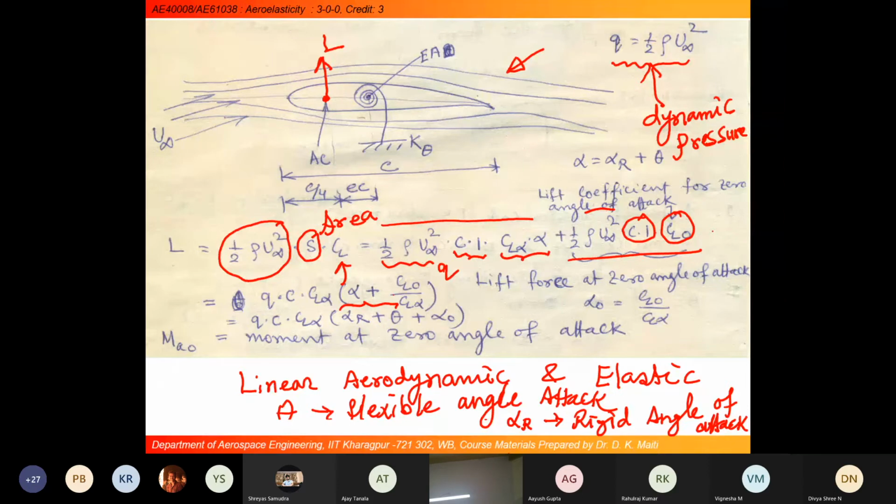See, alpha r also can be positive or negative. The usual convention is like this: alpha r is positive in the upward direction and negative in the downward direction. Because sometimes you need a positive angle of attack, and sometimes you may need a negative angle of attack. When the aircraft takes off from the runway, you need alpha r as positive. When it lands at the airport, the pilot has to demand a negative angle of attack. Is it clear?